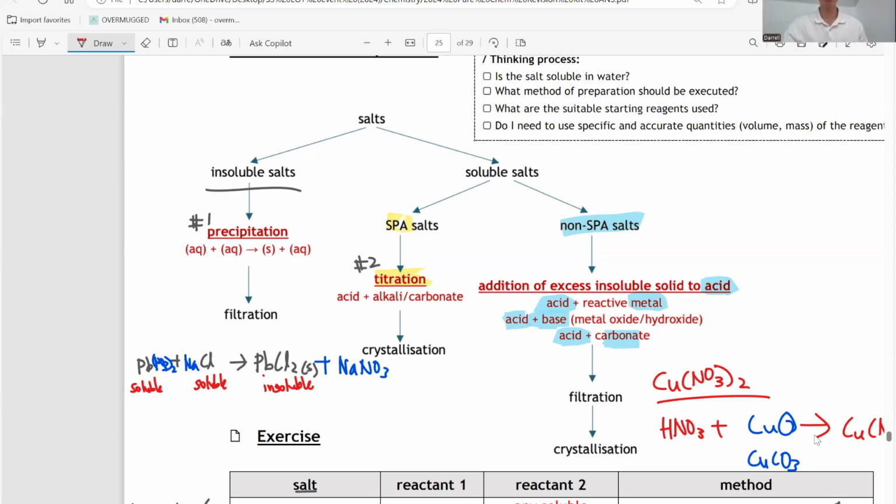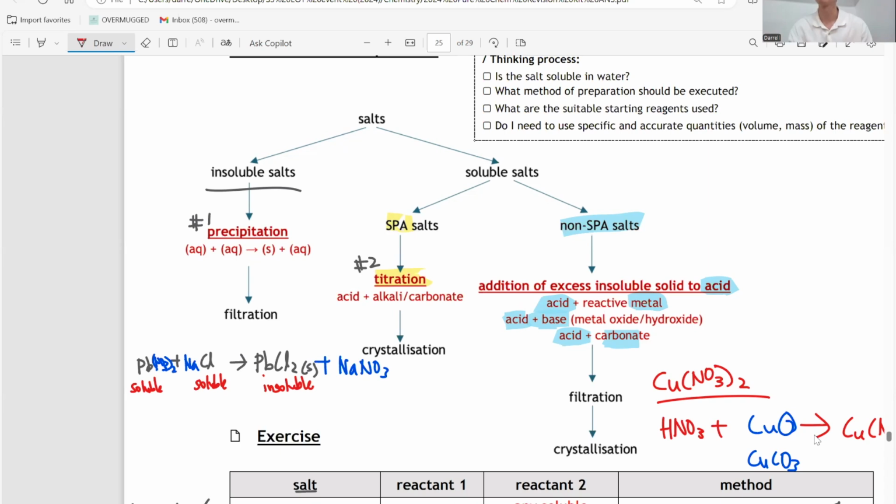So when you add in these two, what happens? The lead and the chloride are now floating around in the solution. They see each other, they fall in love, they come together. It forms your precipitate, lead chloride. Whatever remains in the solution is just your Na and NO3. How do I get this salt? I simply do filtration. My residue is my insoluble salt.